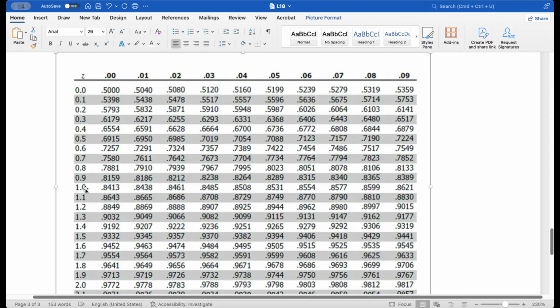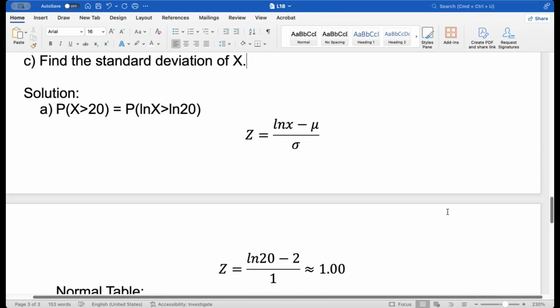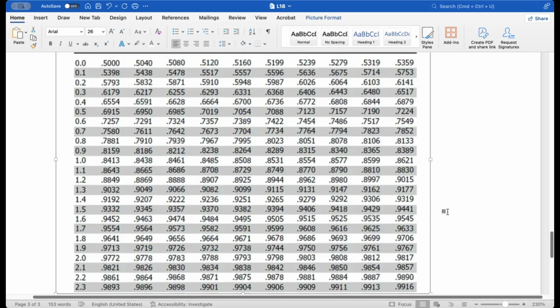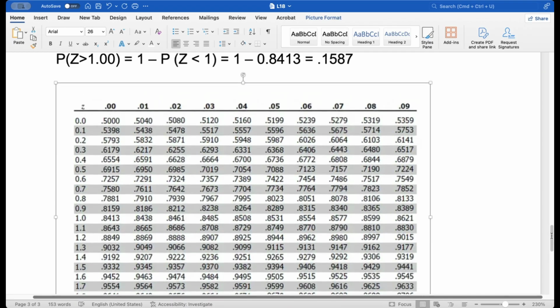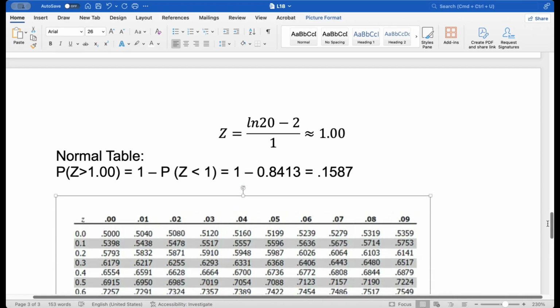All right, so we look up 1.00. In the 1.0 row, it's 0.8413. So the probability we want is the opposite side. The table always gives you the area to the left. We want the right. It's 1 minus the table value, 1 minus 0.8413, which is about 0.1587.